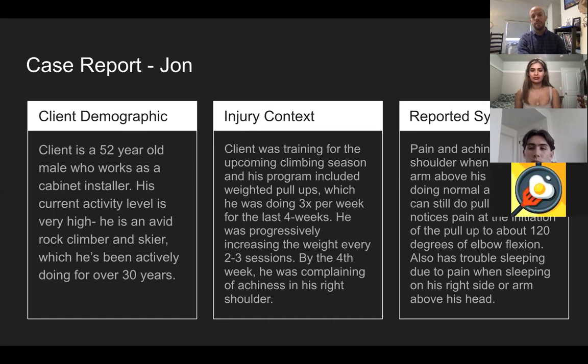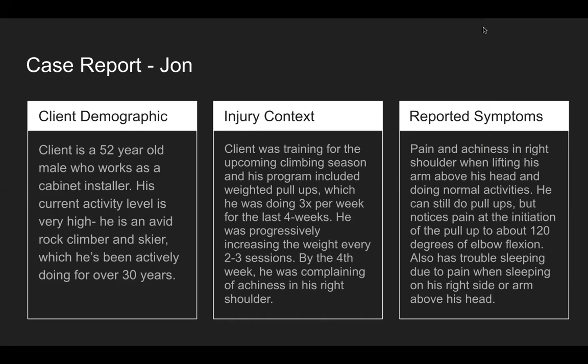But by the 4th week, he was complaining of achiness in the right shoulder, particularly with overhead motion, so achiness when he's lifting his shoulder overhead. He said he could still do pull-ups, but notices pain in the initial pull-up to about 120 degrees elbow flexion. And he also has trouble sleeping due to pain when sleeping on his right side or with his arm above his head.